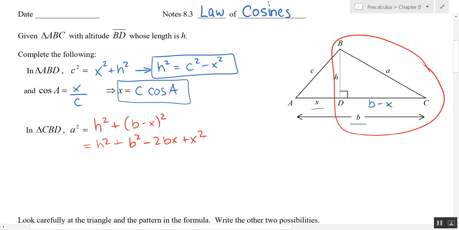And at this point, we can make some substitutions here. We know what h squared is equal to, and we also know what x is equal to. So we can substitute in for this x in the middle. You'll see the other one will be reduced out in a minute. Let's substitute for h squared. We get c squared minus x squared plus b squared minus 2b, and I'm going to replace the x with c times the cosine of angle A.